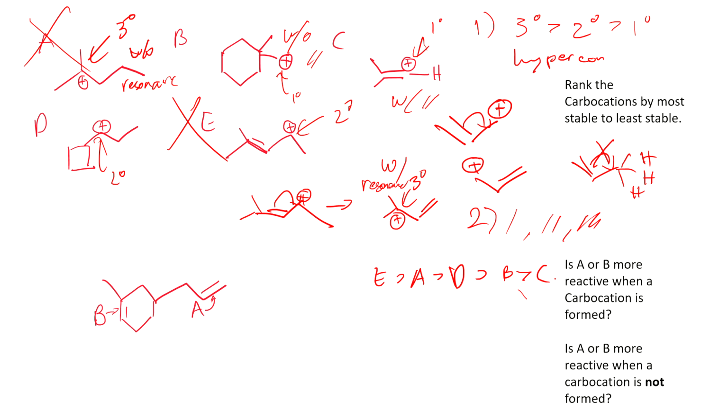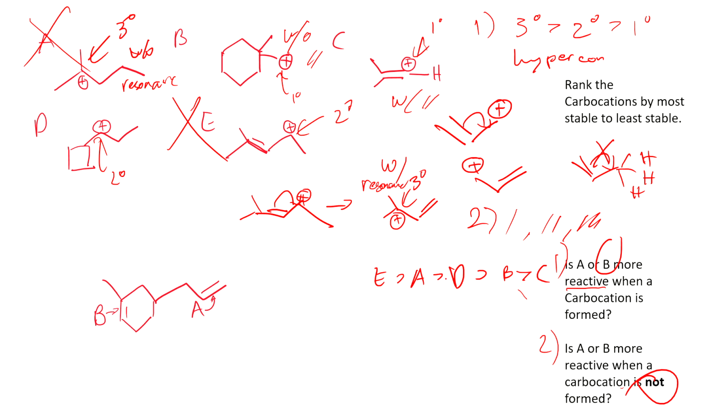So let's look at this as another example. These are two separate problems right here. Is A or B more reactive when the carbocation is formed? And 2 is asking, is A or B more reactive when a carbocation is not formed, right? So when we look at a carbocation, the stability of the carbocation is determined by how tertiary it is. So it looks like B will be the more stable answer.